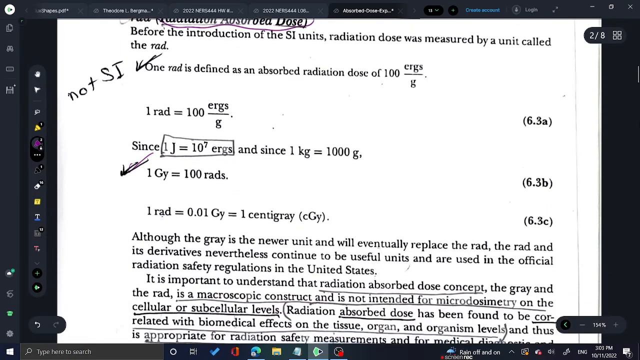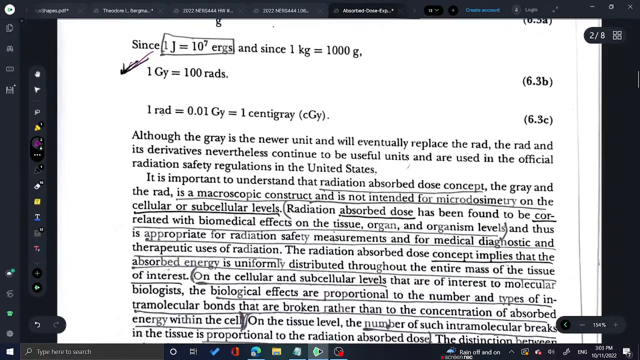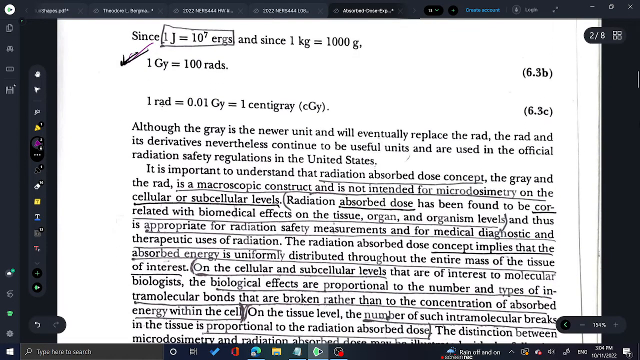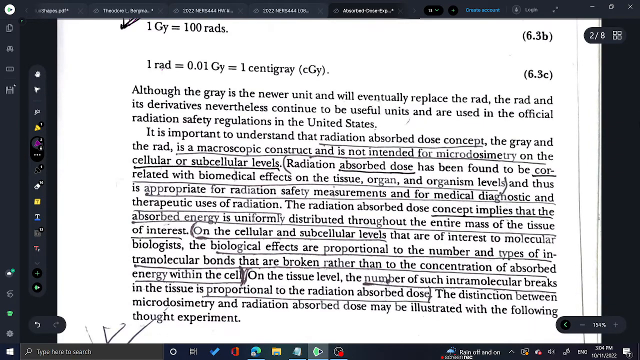Then the next part is that these two units we saw, gray and rad, are usually used at macroscopic levels, not in microscopic or cellular levels. ঠিক আছে, so here it says, radiation absorbed dose concept is a macroscopic construct and is not intended for microdosimetry on cellular or subcellular level.